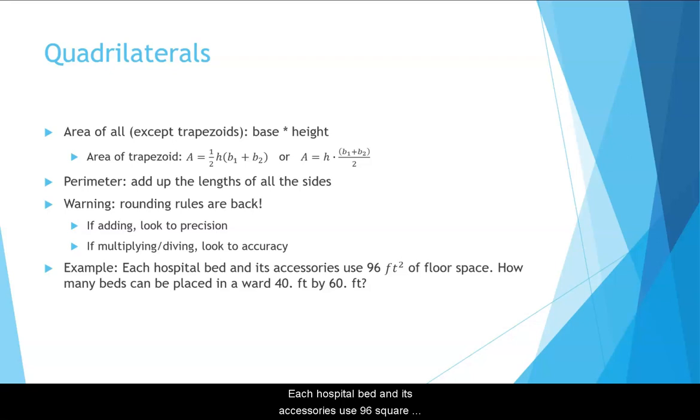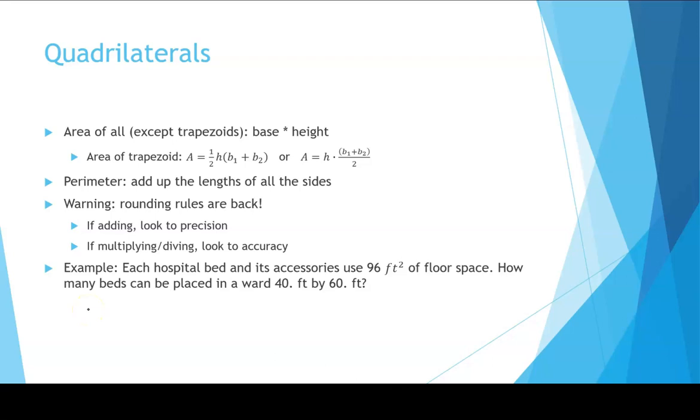Each hospital bed and its accessories use 96 square feet of floor space. How many beds can be placed in a ward 40. feet by 60. feet? The decimal at the end means that those zeros are significant. So I see this is two significant figures, two significant figures, two significant figures. Our answer should also have two significant figures.